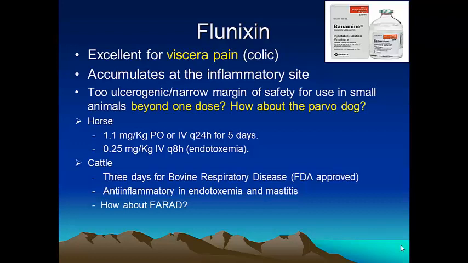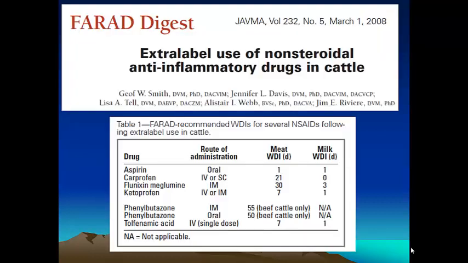Now, because flunixin is approved for cattle, we should probably say something about the withdrawal time for meat and milk. If you use it according to the label instructions, which are about 2 milligrams per kilogram by the intravenous route, you cannot really slaughter that animal for 4 days, and milk should be discarded for 36 hours. However, this is only for IV use, so if you were to use it in an extravascular route, say intramuscular or subcutaneous, this is considered an extra label use.